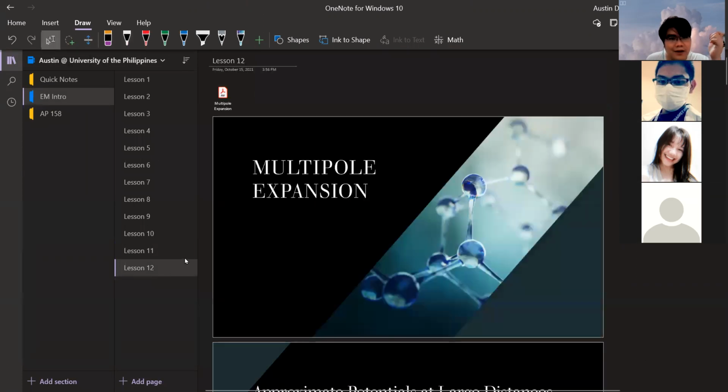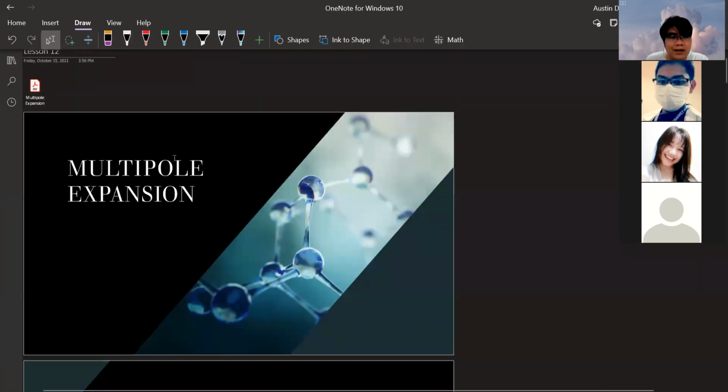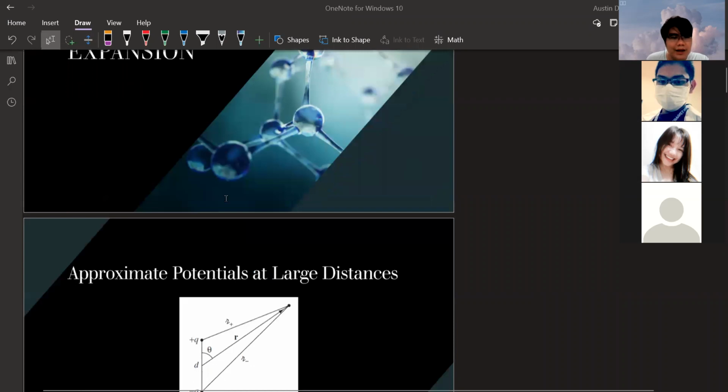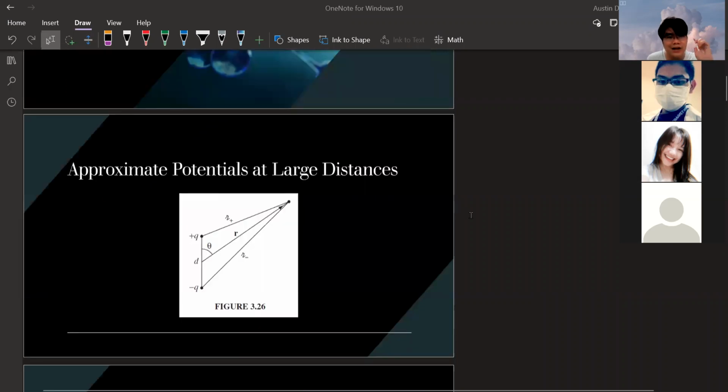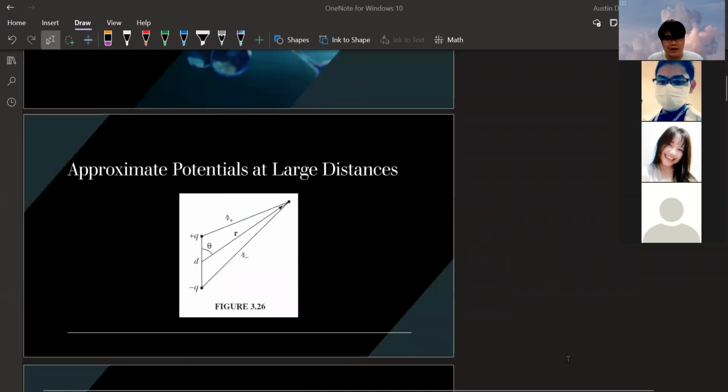Okay. So now we go to the last chapter, last topic in the chapter 3, which is the multipole expansion. Okay, what is multipole expansion? Okay, at large distances, di ba ang potential mo? Okay, magtatanong ako.